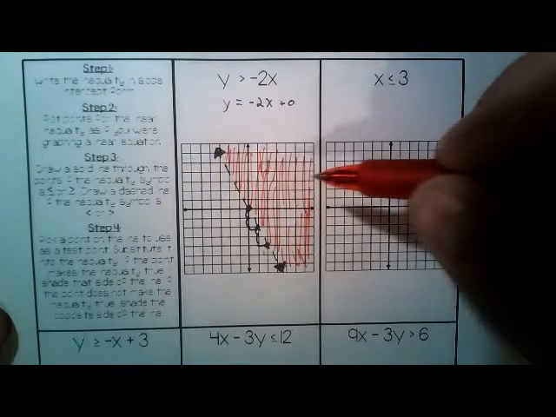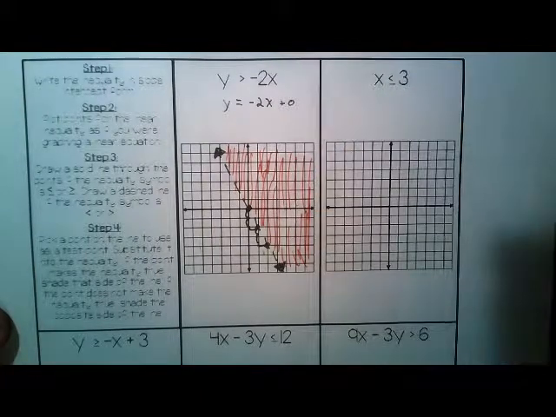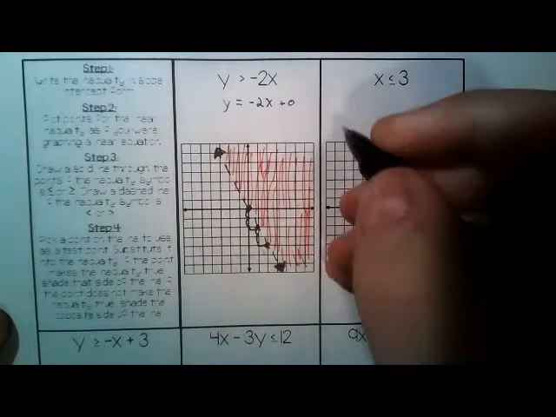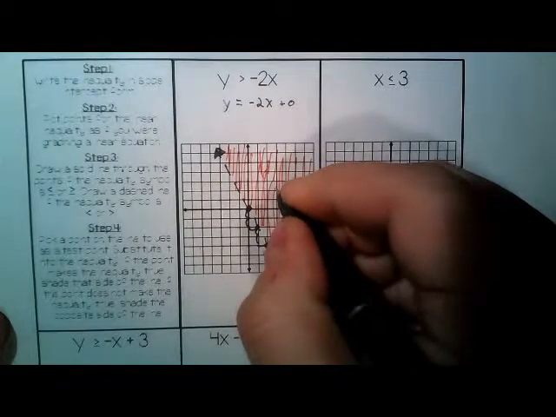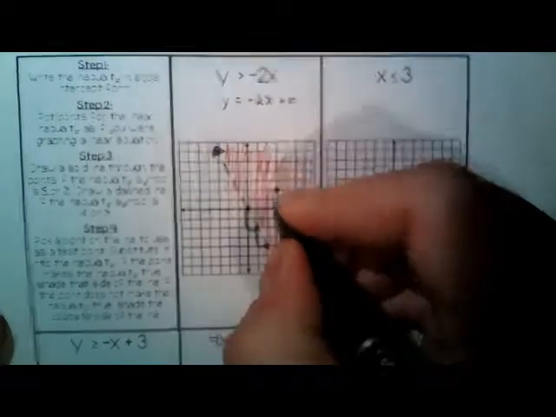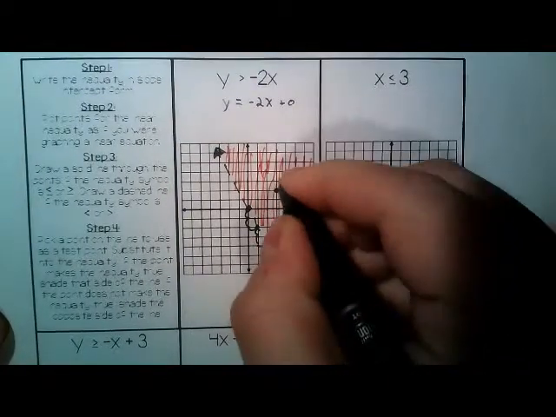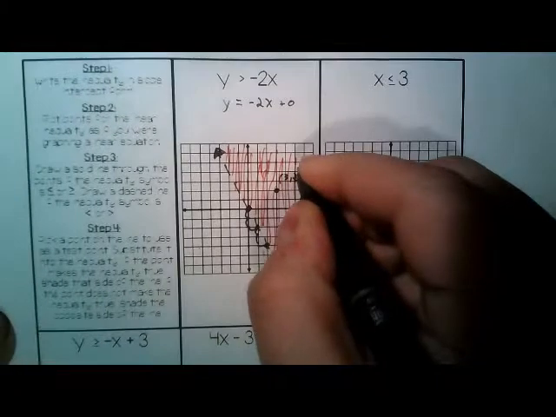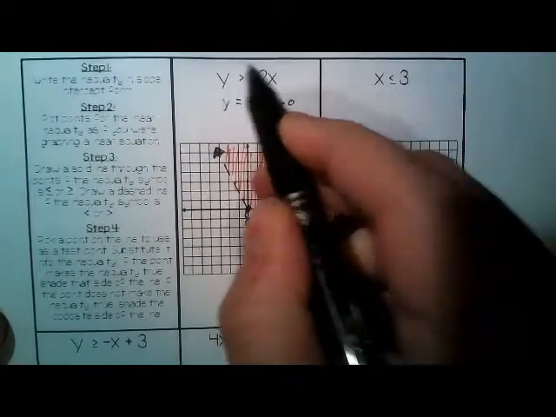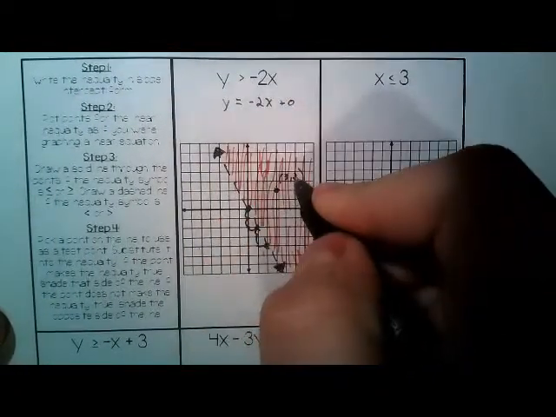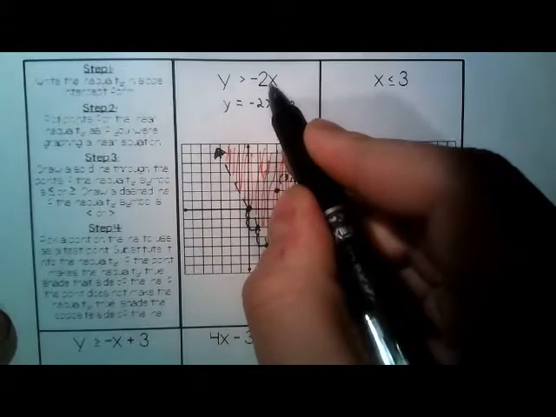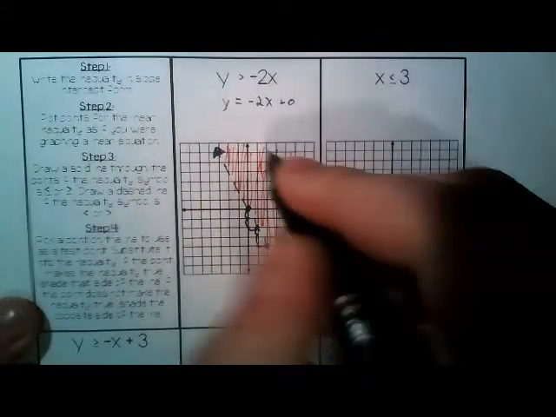The other way you can do it is you can actually take a point and test it. So for example, if we wanted to test this point here, which is 3, 2, let's see if it makes this inequality true. So y is greater than negative 2x. The y value is 2.